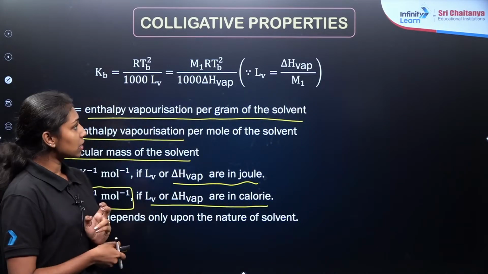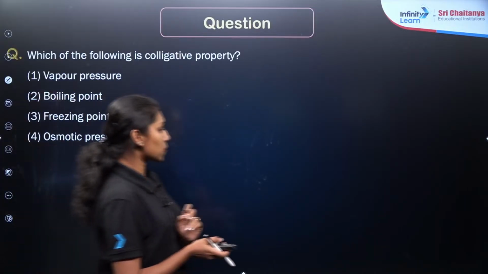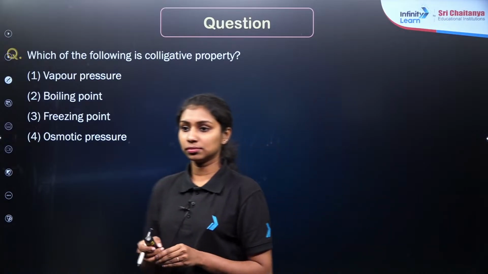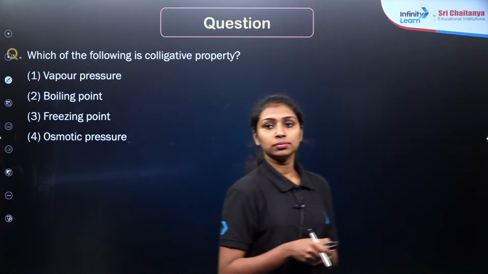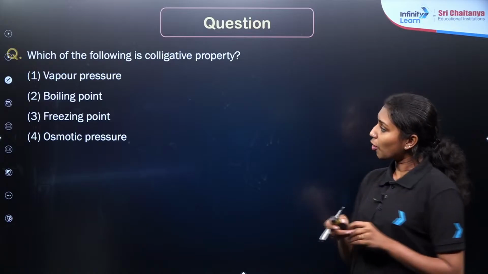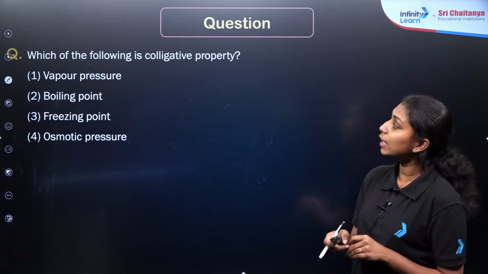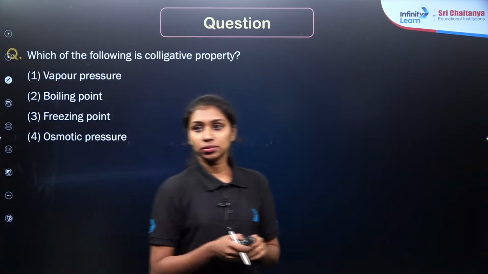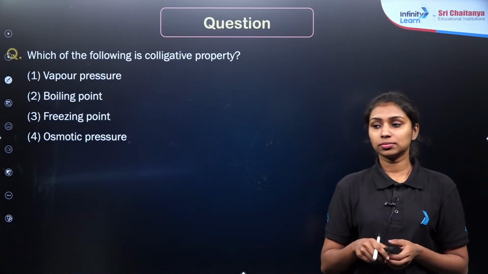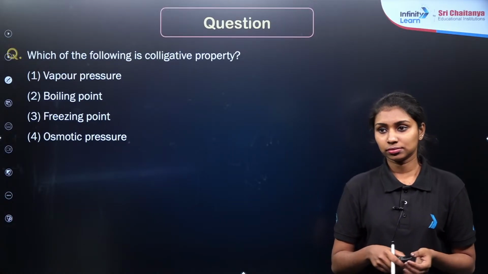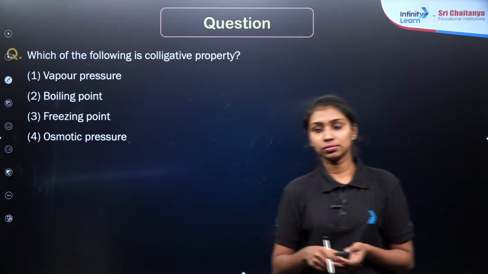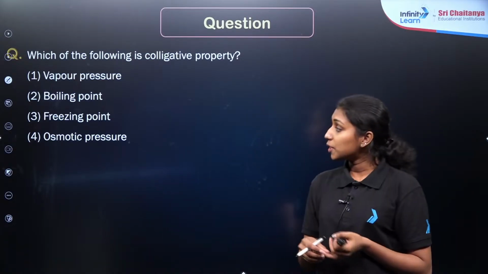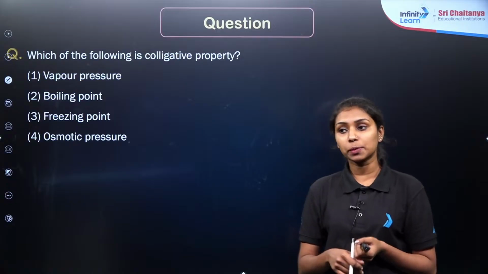Now let us practice some questions based on this colligative property. Here is the first question. Four options are given here. You need to identify which one of the following is a colligative property. Okay, what will be the answer for this question? Options are given here: vapor pressure, boiling point, freezing point, and osmotic pressure.